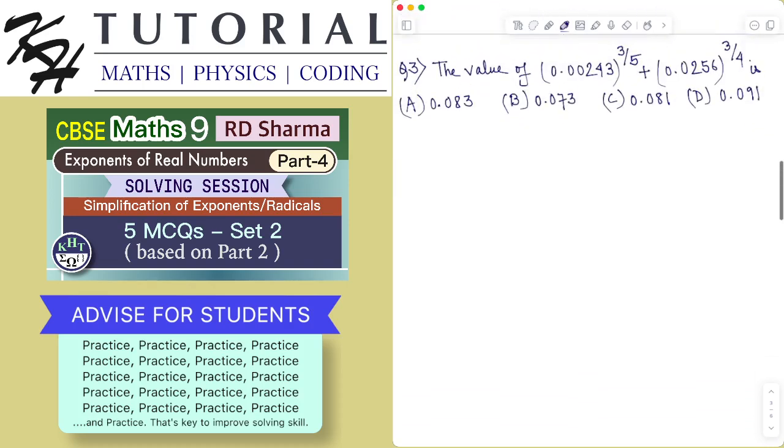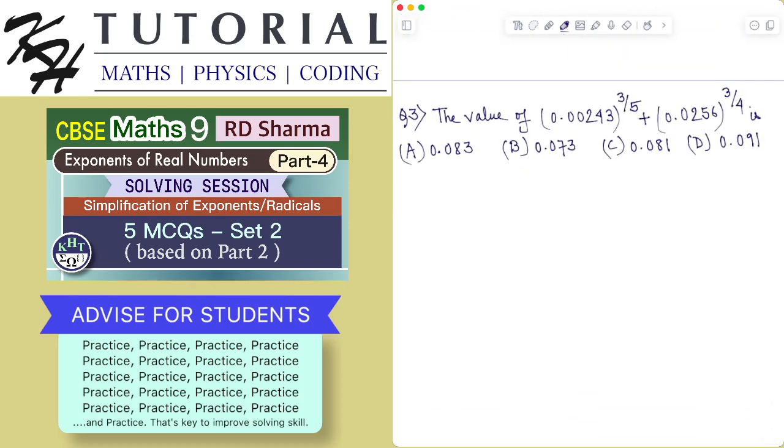Question number 3. The value of, so we are having addition of two numbers, and the two numbers are in exponential form, where the powers are rational numbers. The first power is 3 by 5 and the second power is 3 by 4, but the base is in decimal.